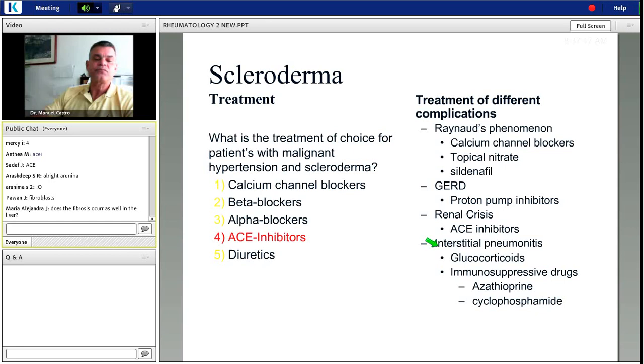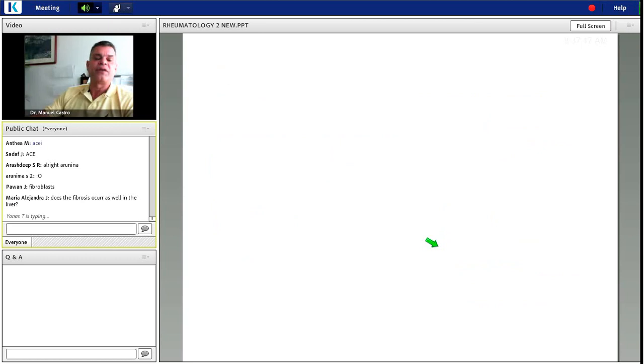Okay, very good. Fibrosis is going to occur everywhere in the body, Maria, everywhere. But those are the areas that are more prone to fibrosis.